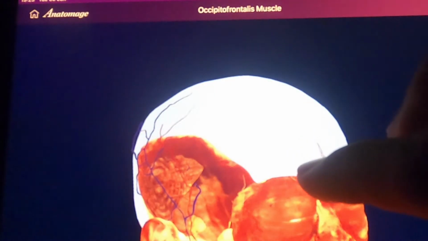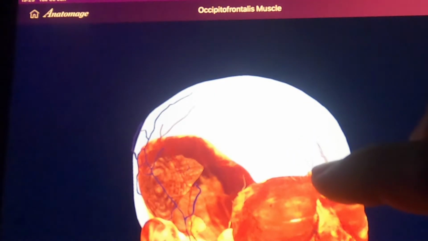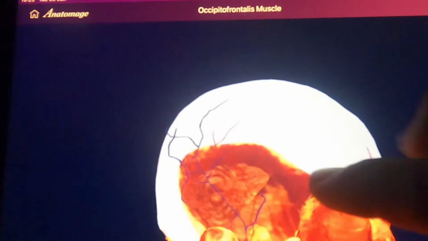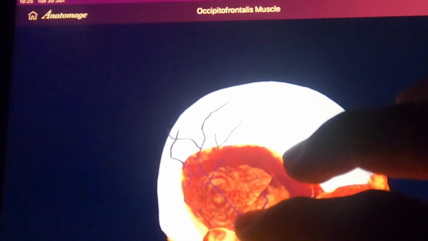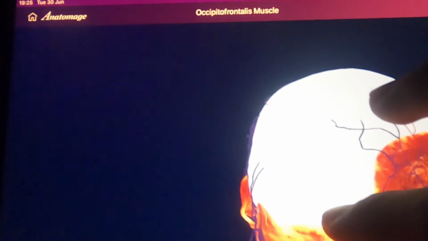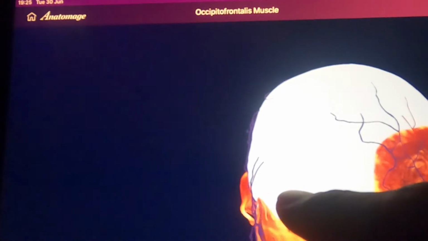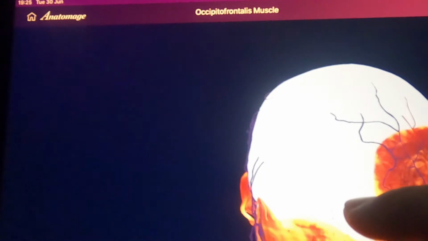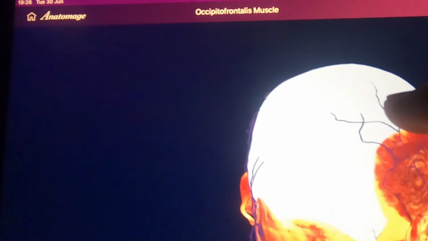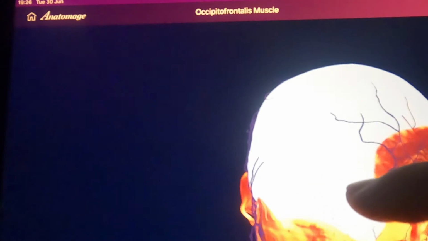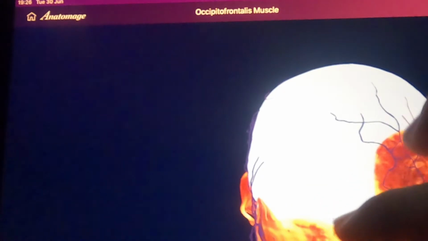These two muscle bellies are connected by the galea aponeurotica. That's a broad fibrous tissue that's covering the cranium. Now, talking about the occipitalis part, its origin is in this occipital bone and it's inserted in the galea aponeurotica. And it's innervated via the facial nerve via its posterior auricular branch. The action is to draw the scalp posteriorly, and its blood supply is from the occipital artery.